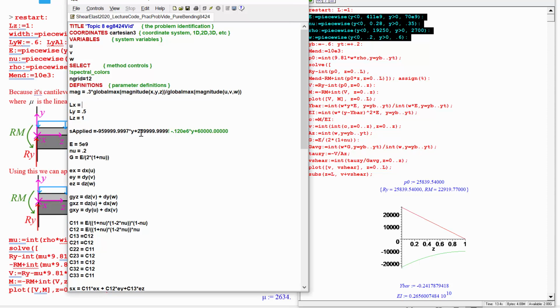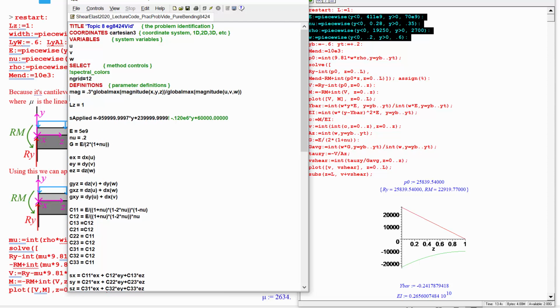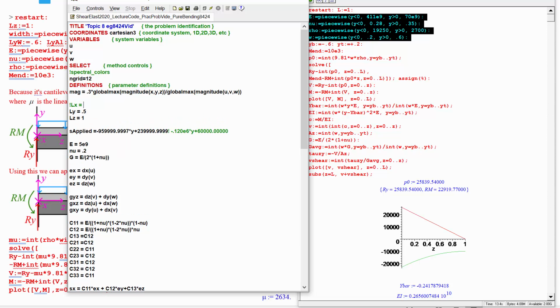So what we'll do is, how about we just leave Lx and Ly out of this for now, because we're going to have to draw this thing in the XY plane. Lz will still be 1 though. So there's going to be a lot new in this problem. Let's leave S applied out of this for now.